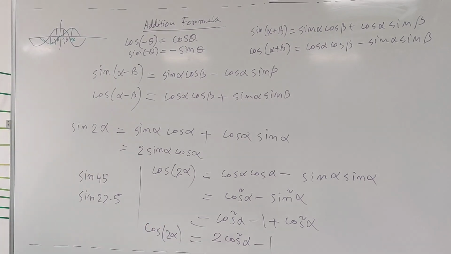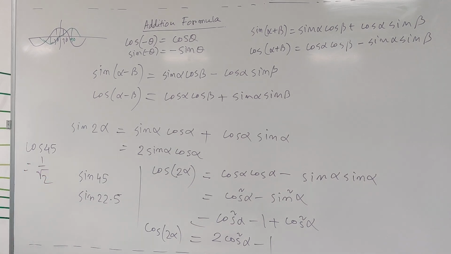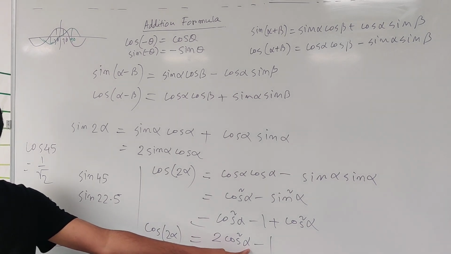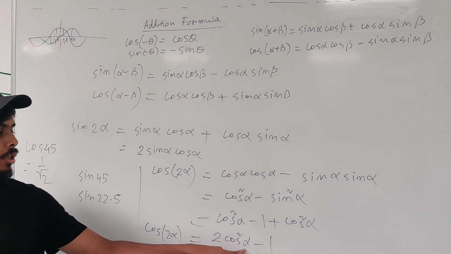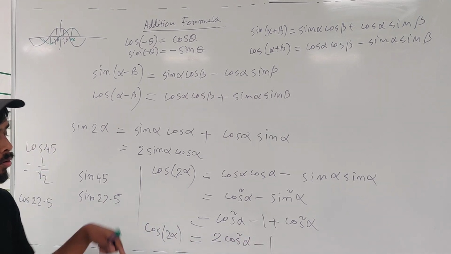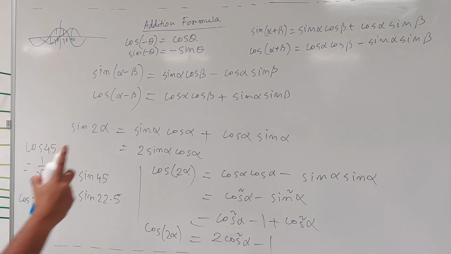As I was saying, if you have the value of cos 45, what is cos 45? Cos 45 is 1 over root 2. Then what is cos 22.5? Cos 22.5 you can figure out using this formula. Substitute alpha as 22.5, so 2 cos square 22.5 minus 1 equals cos 45, which is 1 over root 2. Then solve it. Cool.